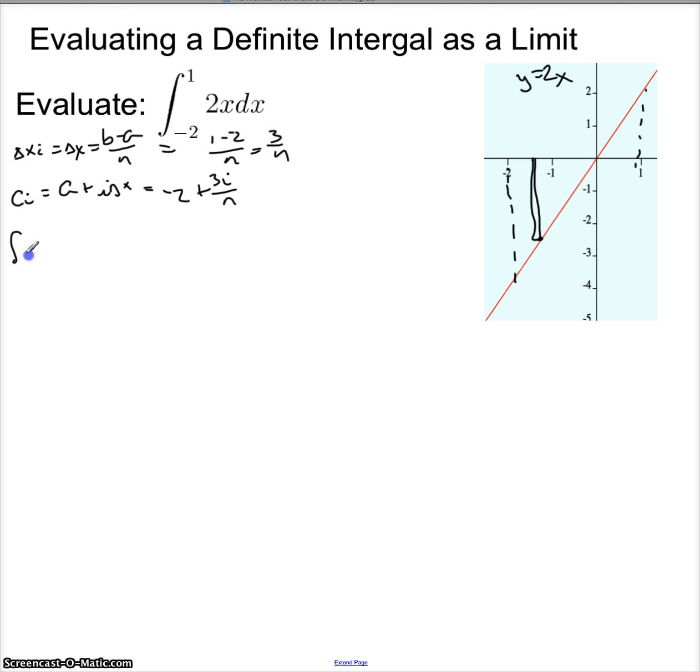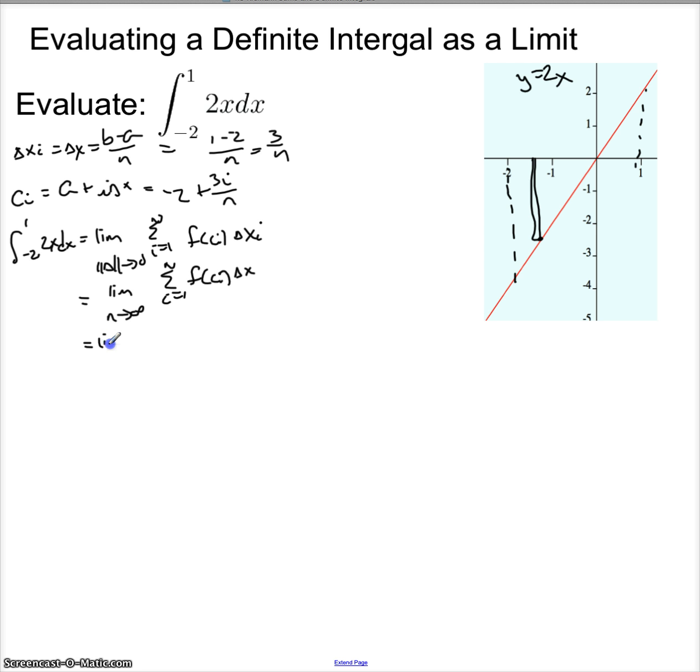So my definite integral from -2 to 1 of 2x dx is equal to the limit as the partition goes to 0 of the summation i equals 1 to n of f(c_i) delta x_i. Now plugging what I know in, this is the same thing as the limit as n goes to infinity of the summation i equals 1 to n of f(c_i) delta x, because they're all the same. So now let's plug in what we know.